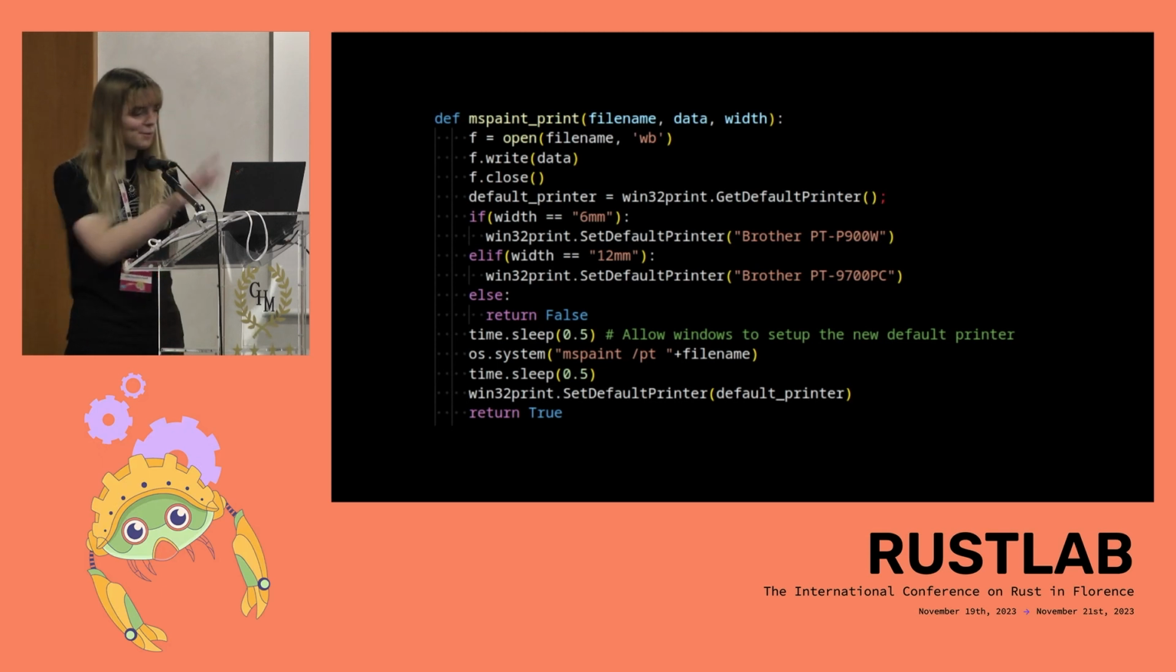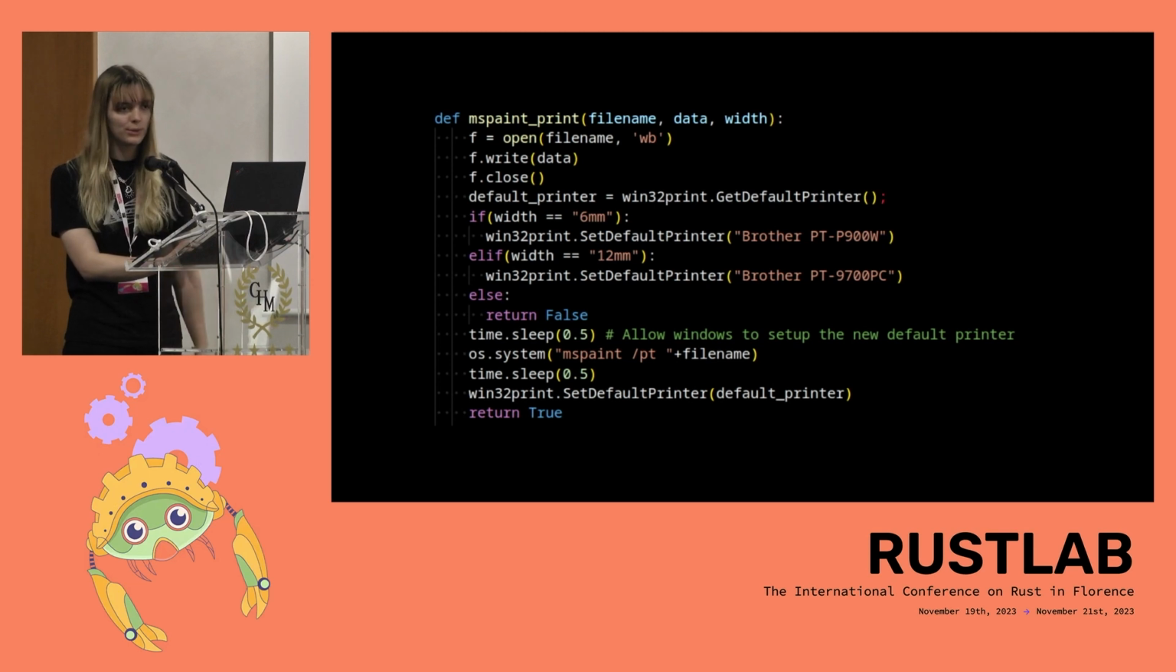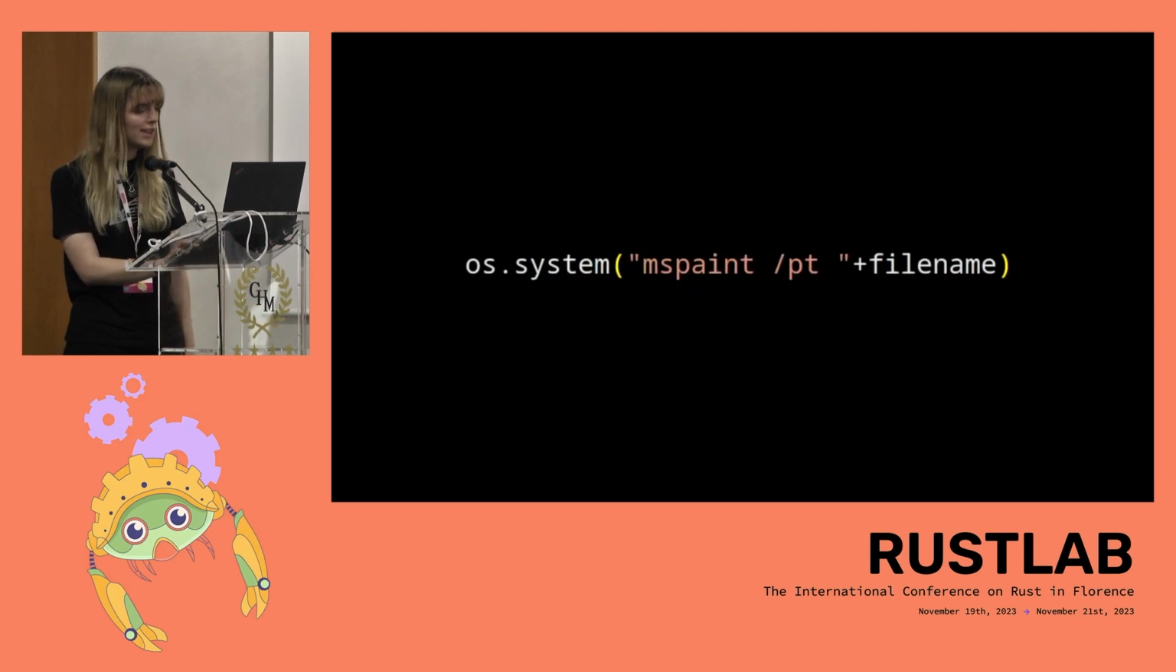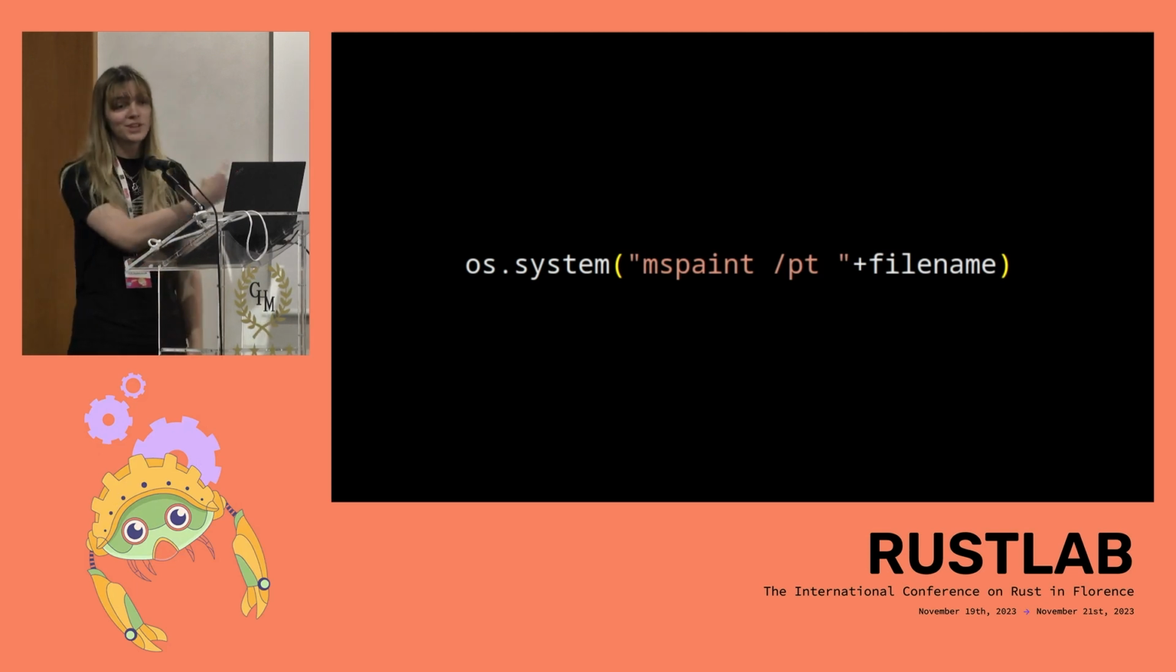So there's a bunch of stuff. It's default Python. You get some libraries that help you with Windows 32 stuff, and then there's this one line, mspaint /pt filename. This worked. This worked for 4 years.